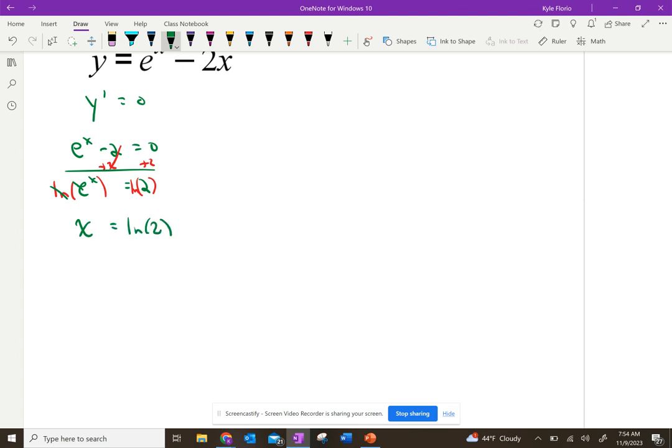And that's it. If you plug the natural log of 2 into your calculator, if you're curious what that is, it's about 0.693. That's the exact answer, and that's the approximate answer.